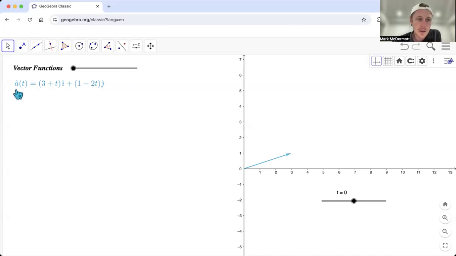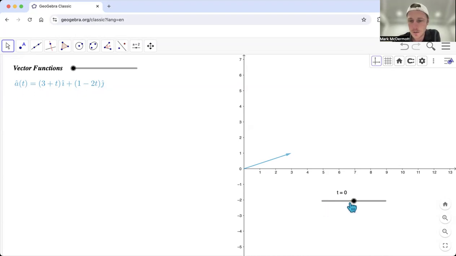So how we would read this is that we've got some vector a of t, and the x position is given by 3 plus t. Remember, this i hat here represents a vector in the x direction. And then 1 minus 2t j hat. Now, j hat is the vector to be taken in the vertical direction. So this is our vector, and obviously it depends on this parameter t.